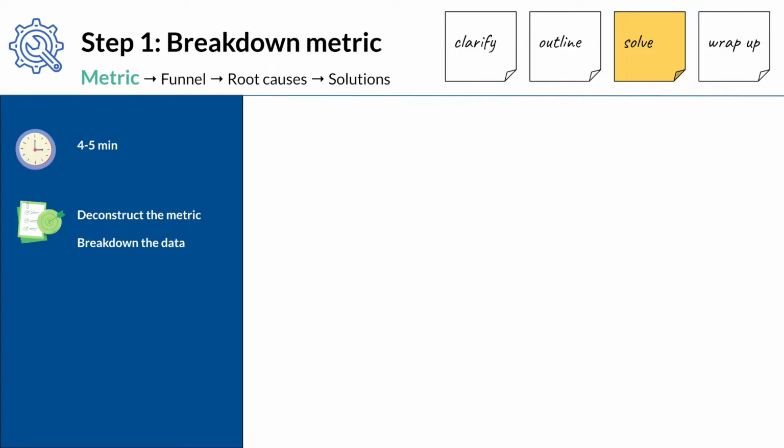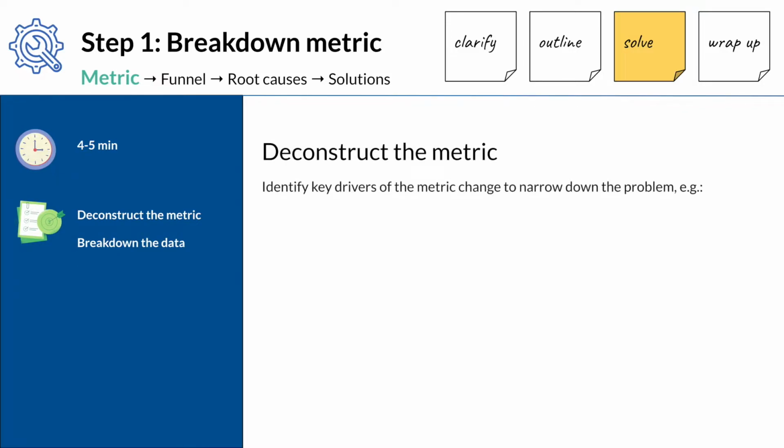Okay, now we are in the solution phase, and step 1 is to break down the metric. This includes 2 parts. First, you need to deconstruct the affected metric, basically define it as a formula. It's particularly important to do for top-line metrics like revenue or total time spent, because that allows you to identify what's driving the change and helps you narrow down the problem.